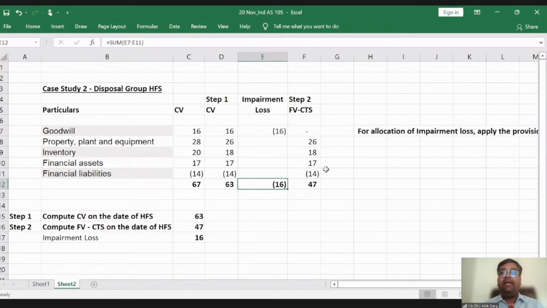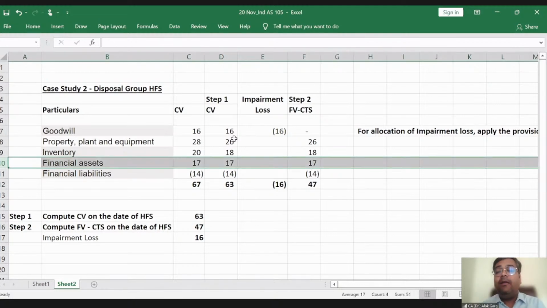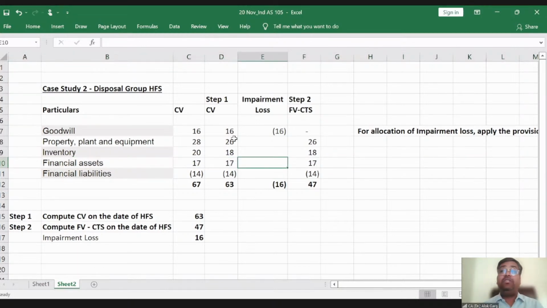Ind AS 36 says that after writing off the goodwill, if there is a remaining impairment loss, it has to be allocated pro rata on the revised carrying value of the assets. Understood? It has to be allocated pro rata. But do we need to allocate to the financial asset also? The answer is no.